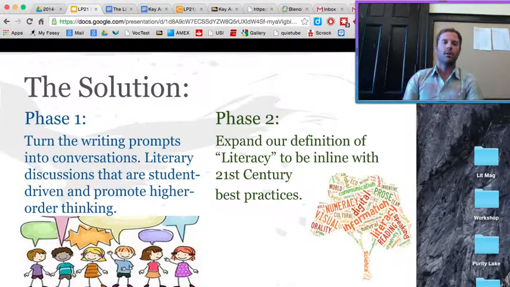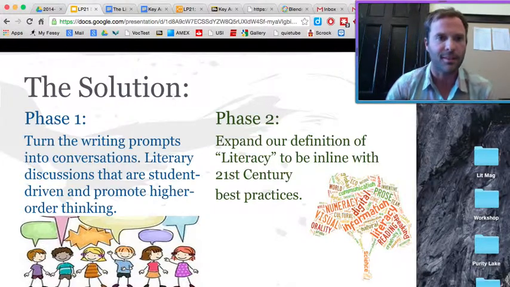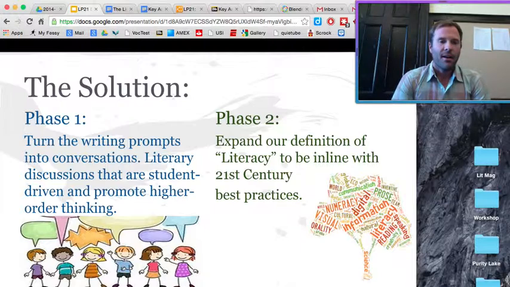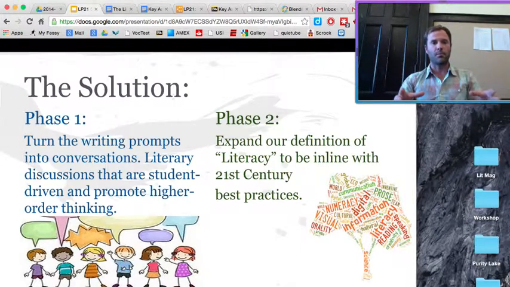So, the solution, with the help of my Leslie friends and classmates. Phase 1 was to turn the writing prompts into conversations. We had some success last year with small reading groups, which is another thing I established, and the literary discussions we had in class were awesome. So I started thinking, how can I replicate those conversations on a consistent basis throughout the year, but without taking up class time? Because small reading groups took up a ton of class time.